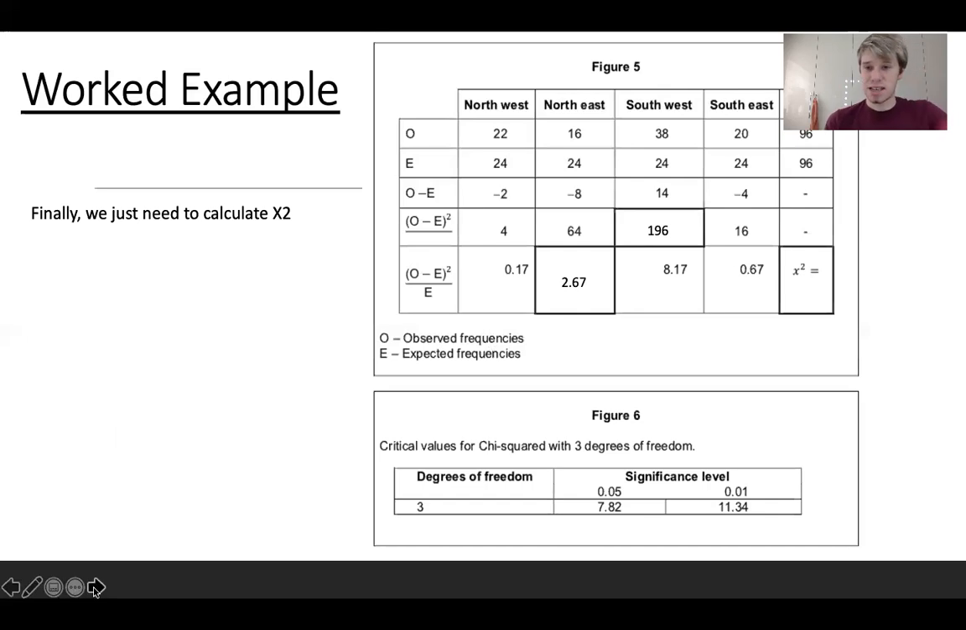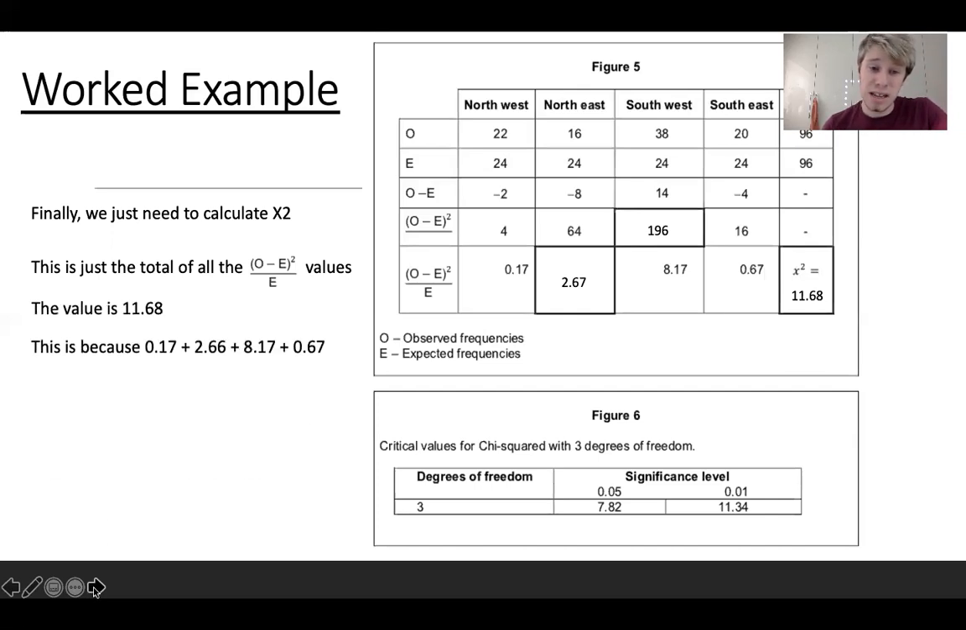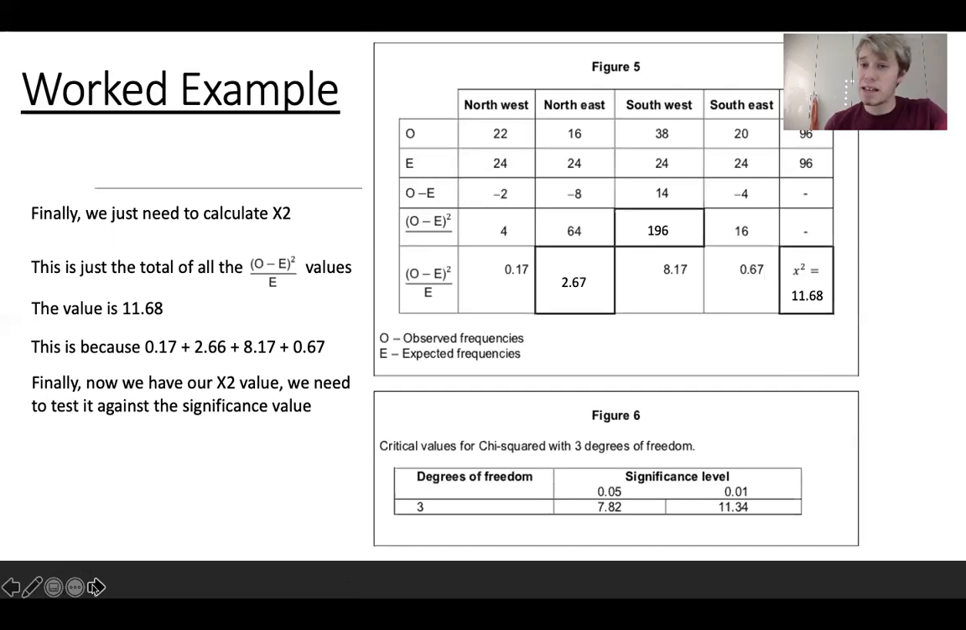And finally, we just need to calculate x squared. So that's just the total value of O minus E squared over E. That is all of them added together, which is here at 11.68. Why is that? Well, it's because 0.17 plus 2.66 plus 0.817 plus 0.67 equals 11.68. And that gives us our x squared value. That would probably take maybe, if you had a calculator on you, which you would in the exam, about 3-4 minutes, which is about most of the time you need.